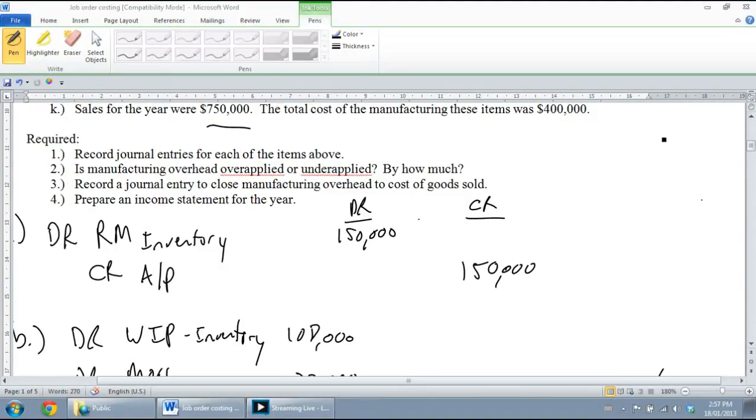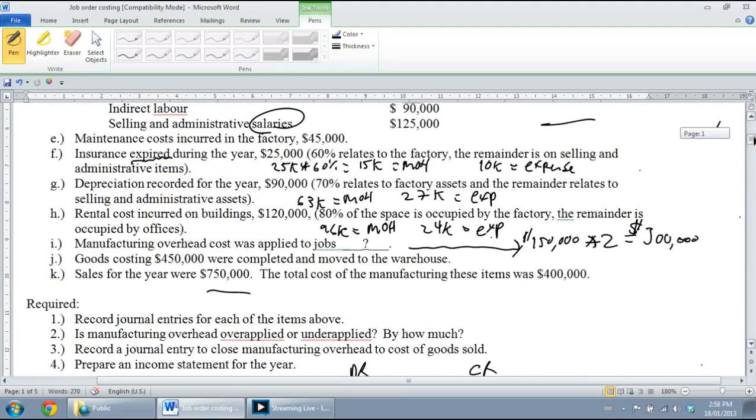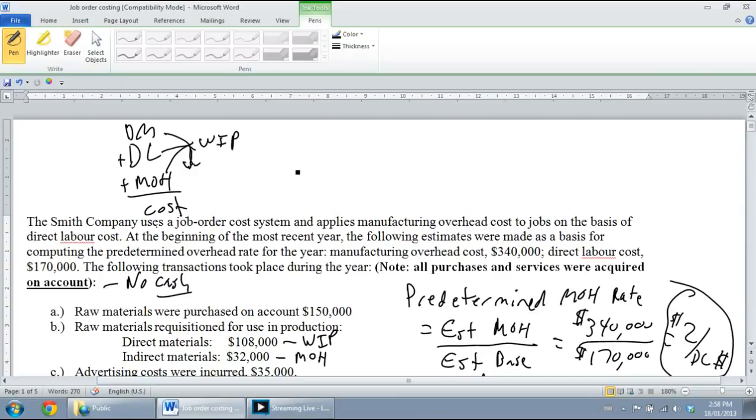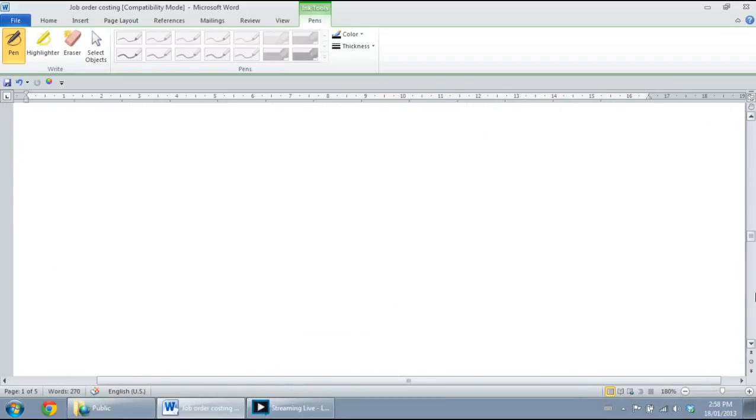Okay, we're ready for the last part of our problem. The last part says, prepare an income statement for the year. So let's get to it. I'm going to need to remember the name of the company and the date. Oh dear, I don't think I gave a date in this question. Well, the name of the company is Smith Company. Okay, so let's get going on the income statement with what we do know.